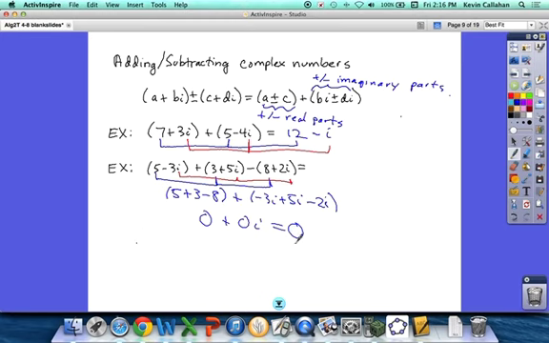Well, I simplified it. It's all 0. I'm just showing, in the real part, we got a 0. In the imaginary part, we got a 0. Okay, so that's adding and subtracting complex numbers. Add real parts, add the imaginary parts, just like you add like terms, just like that.